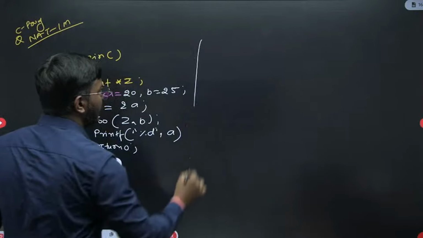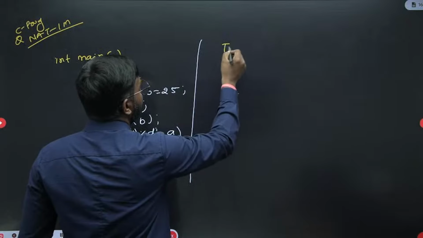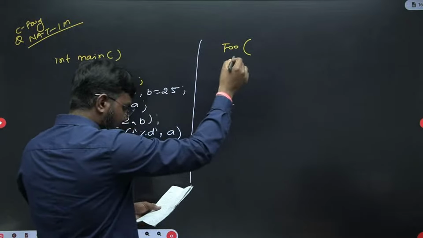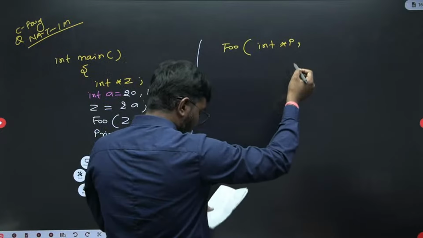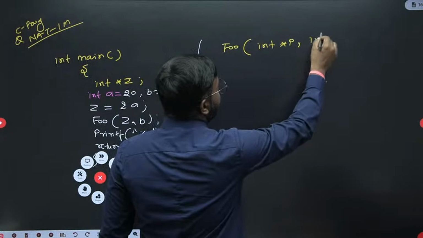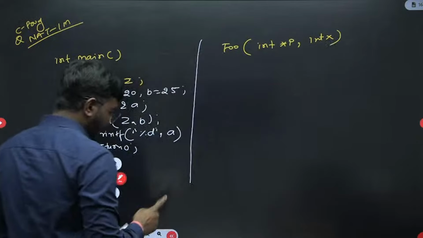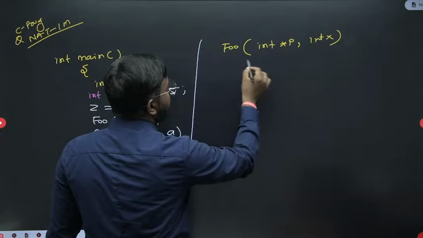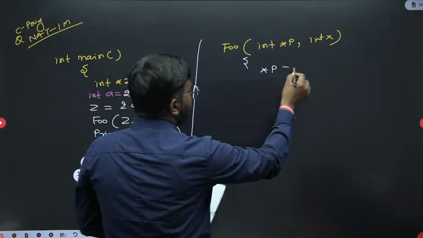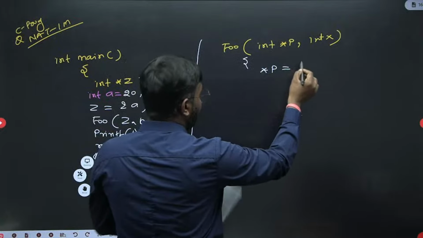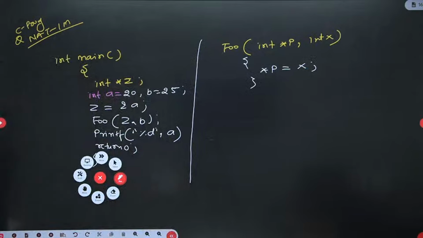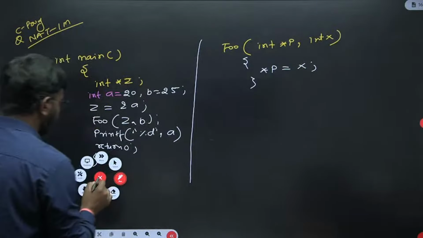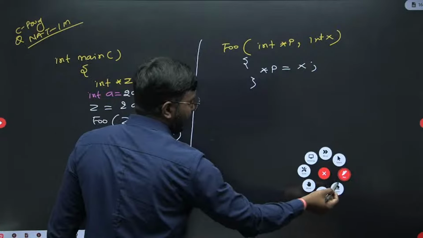And here one more function was given, our foo function. Foo function is given with one integer pointer parameter p, and the other is an integer x. These two parameters, fine. And here we have only one statement: star p is equal to x. Getting my point? This is a single statement. What is the answer for this question? What is the answer here? Anyone? This is basics, a very simple question.